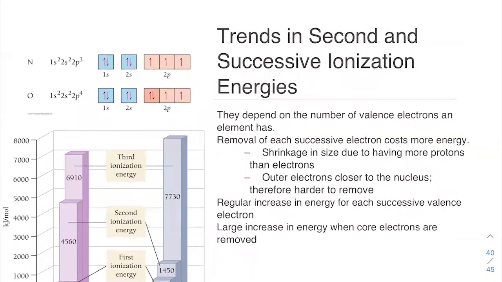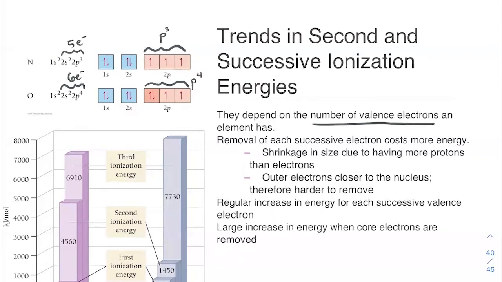Now, trends in succession, the second and third and fourth ionization energies. It depends on the number of valence electrons. So pull out here nitrogen versus oxygen. Nitrogen has its valence right here, 5 electrons. Oxygen has 6 electrons. And what we're really wanting to specifically look at is how many are in the p's: 3 p's, write it the other way, p3 and p4.